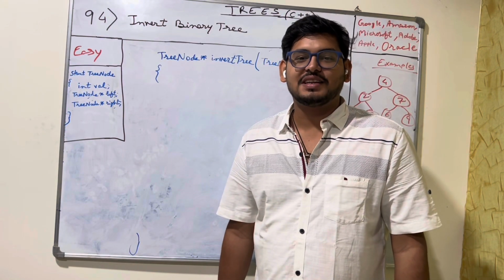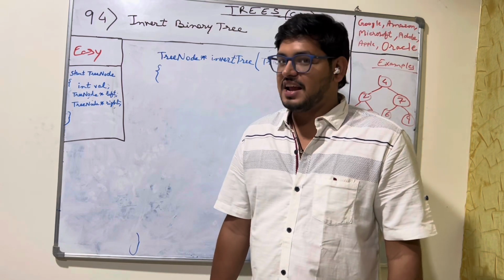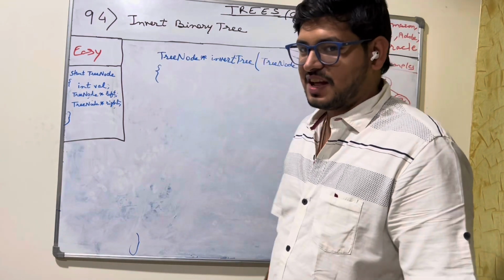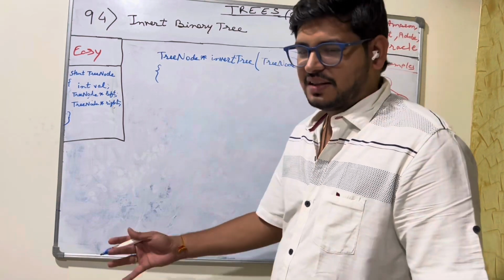Today we are going to solve the 94th question of the problem solving series and the 4th question of the topic tree. Invert binary tree. The difficulty level for this question is easy and this question has been asked in Google, Amazon, Microsoft, Adobe, Apple and Oracle and many other companies.